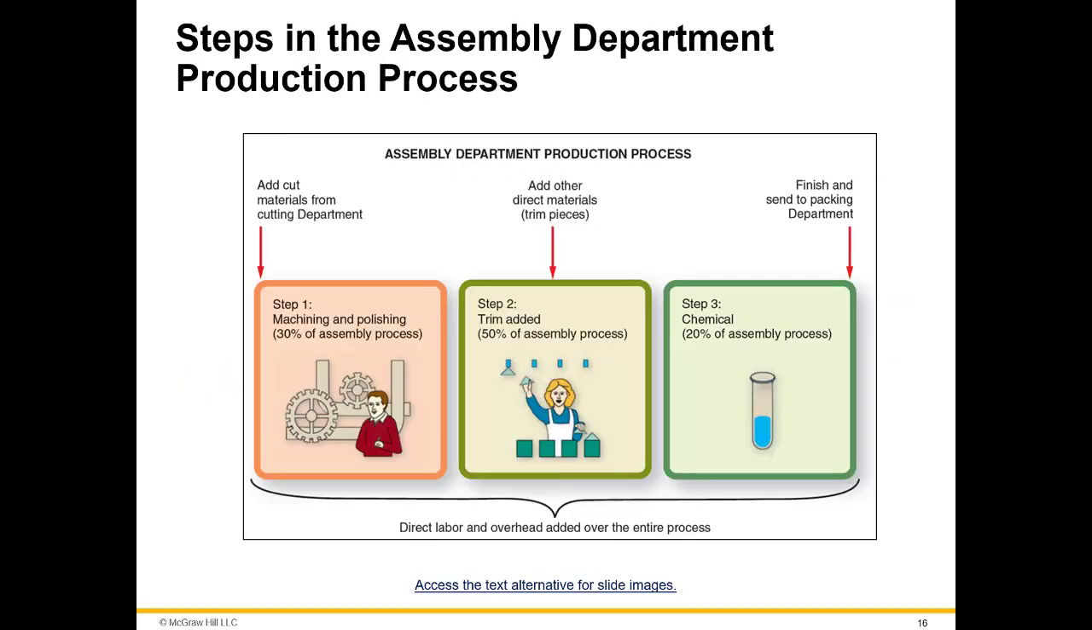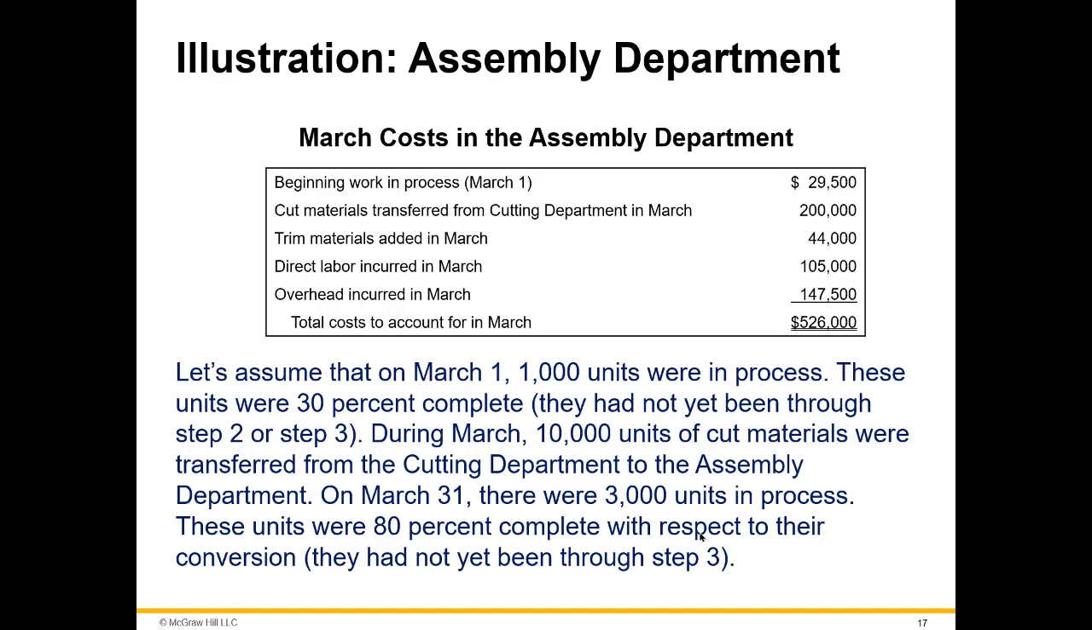Okay, so as we look at this, cut materials from the cutting department go to the assembly department. So they come in, additional direct materials are added, there's a chemical process, and then once they finish, they're going to be sent to the packing department. And we note that direct labor and overhead are added over the entire process. So now let's look at the assembly department.